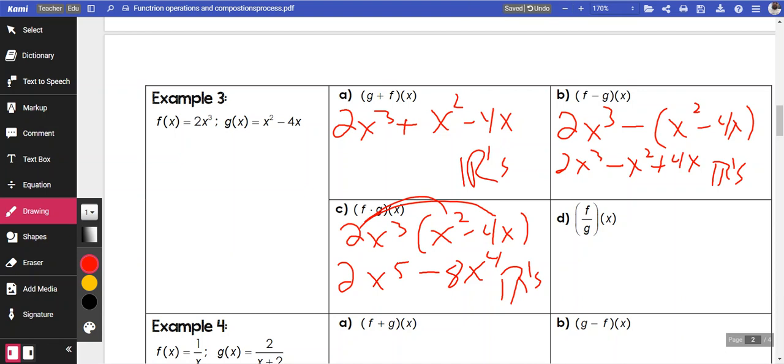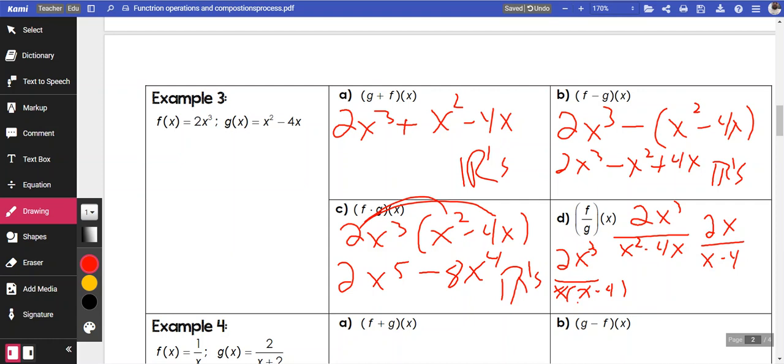Now this one, when we divide, you have 2x cubed over x squared minus 4x. Well, you always want to factor because it turns into a rational, right? So I pull that, I get an x times an x minus 4. This x goes away, that x goes away. I get 2x over x minus 4. Now this is good, except the domain is x cannot be 4. It's good to go everywhere but that. So that's how you do that.